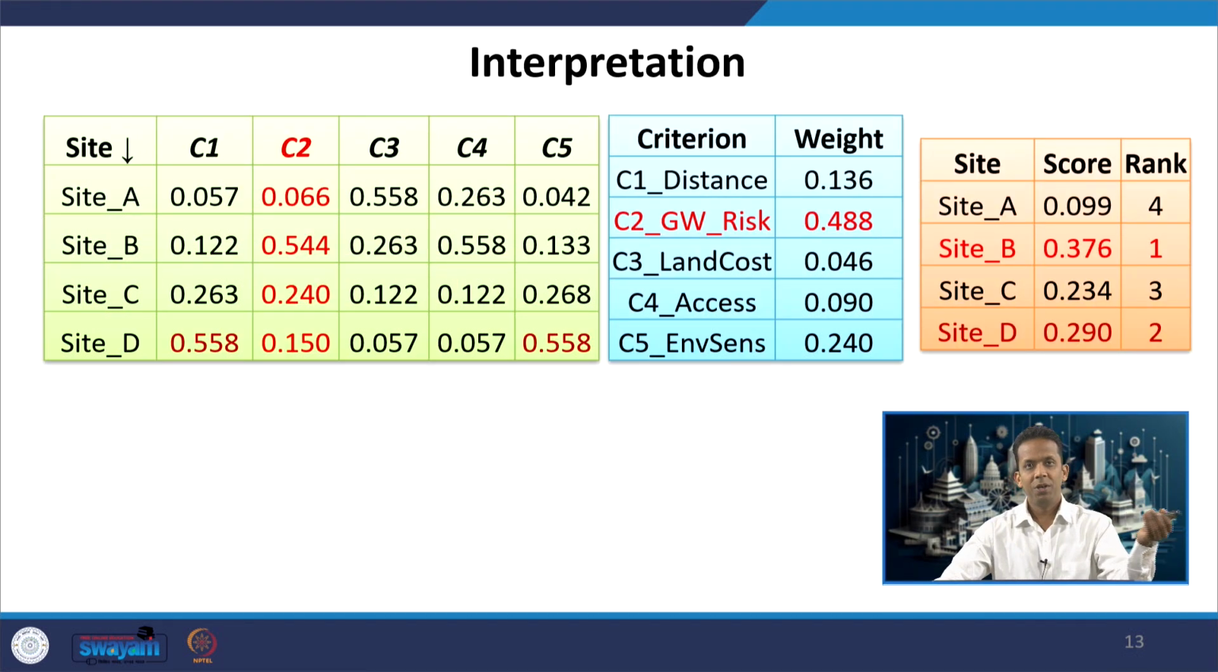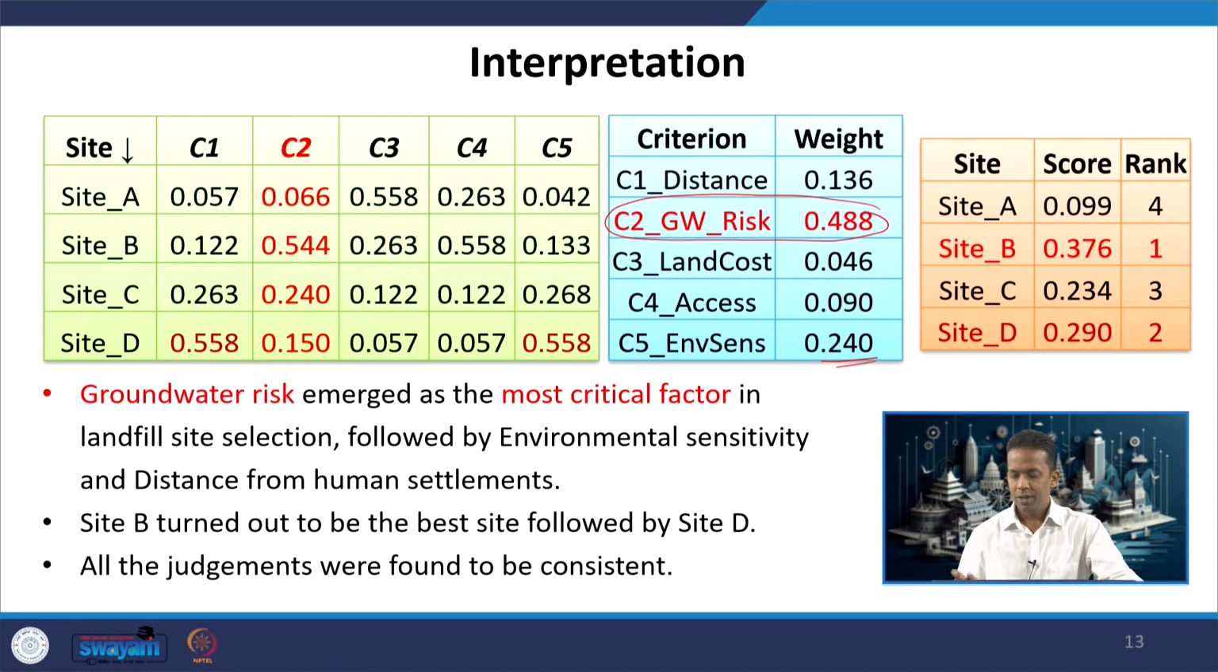So, if you have to do the interpretation, the first interpretation that can be done from the criteria weight is that the highest priority or importance is given to groundwater risk, that is criteria number 2, followed by environmental sensitivity, this is criteria number 5. That is an inference from the criteria weight. Okay. Second, from the site scores, obviously site B is the most preferred site and the second preferred site would be site D.